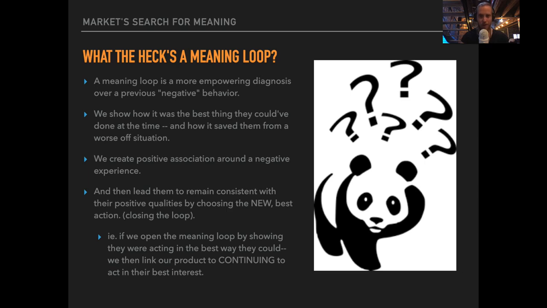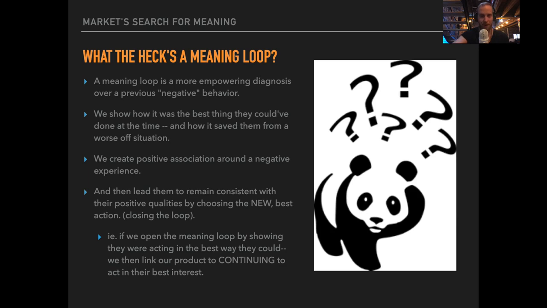Cool. So let's go a little bit deeper into a meaning loop because it's one of the more advanced terms in these templates. So a meaning loop is really a more empowering diagnosis over a previous perceived negative behavior. So this is where you'll see later in our example, someone who is taking antidepressants and they felt a little bit ashamed of taking antidepressants instead of going on a more natural means of getting through the hard times they were going through. So the negative behavior there, or the perceived negative behavior, is just giving in and taking the medical prescription. However, what we can do is we could also show how that was the best, most skillful, most empowered thing they could have done at the time. And even though they see it as negative in their mind, it probably saved them from a worse off situation.